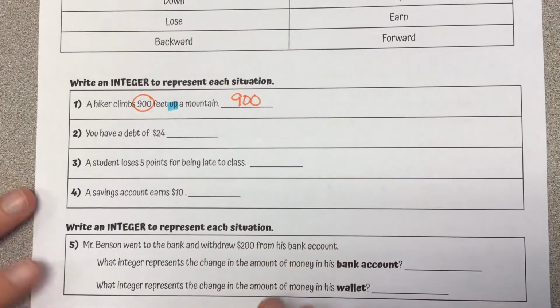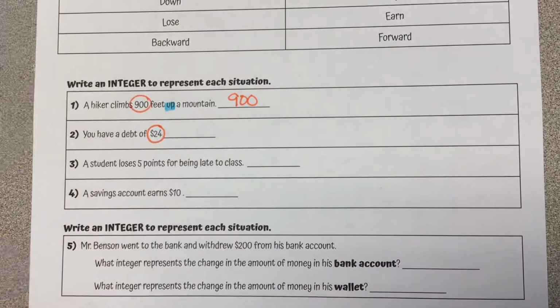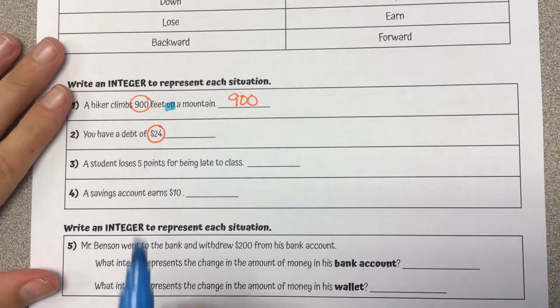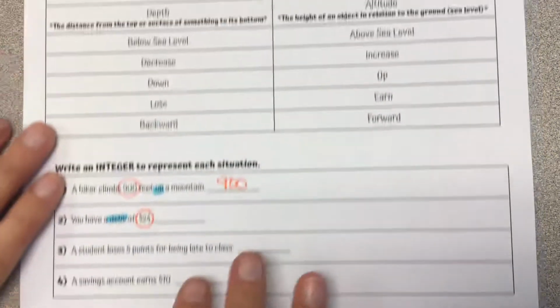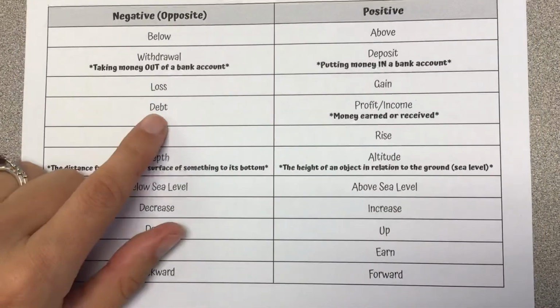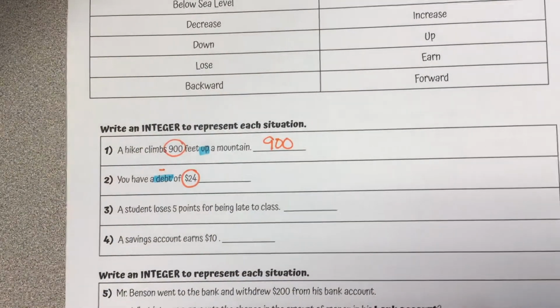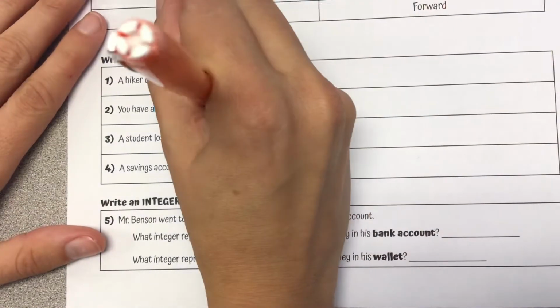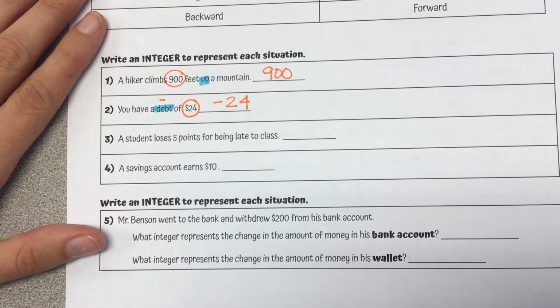Number two, you have a debt of $24, so I'm circling my number, looking for my key word. I see the word debt, and over here, debt is on the negative side. So that tells me that my debt is going to give it a negative value. So negative 24 is my integer. I owe money.